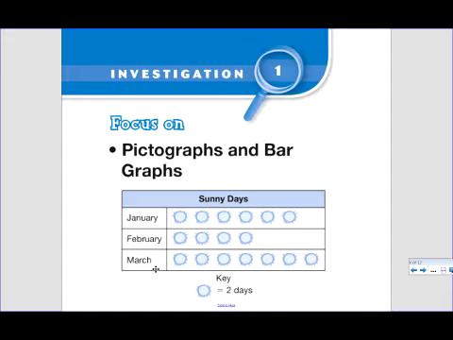She made a tally, here's a tally mark for each sunny day. Here is her tally for the first 3 months. Notice January, there's 5, 10, 11, 12. February, 5, 6, 7, 8. And March, there's 5, 10, almost 15, but there's only 14.